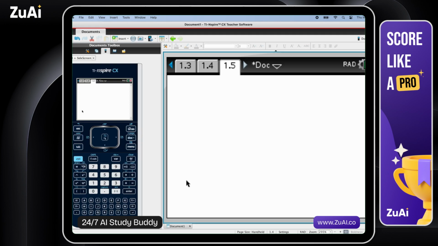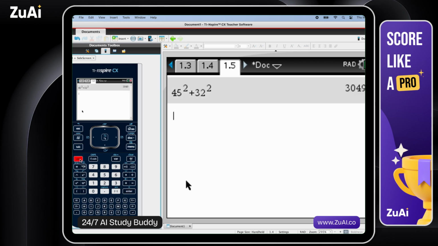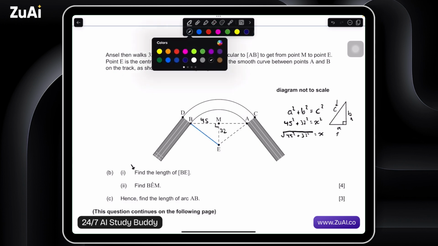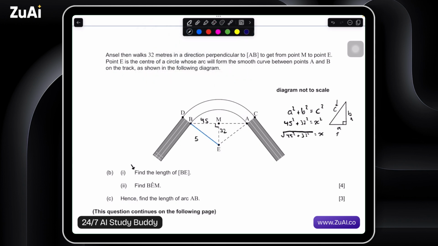Alright, so we have 45 squared plus 32 squared, and then we want to take the square root of all of that, this 3049. And it gives us 55.2178, or 55.2. So let's go back to the document and work this out. So we have this, it is equal to 55.2 to 3 sig figs.